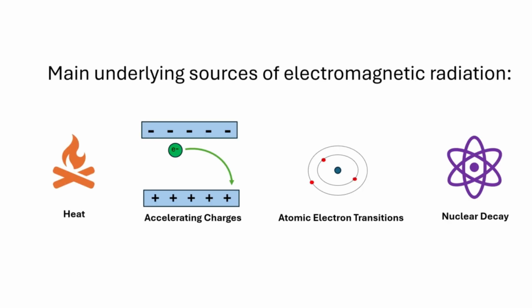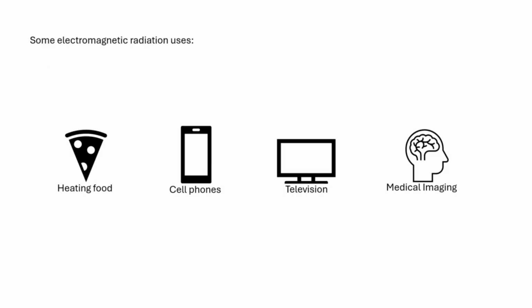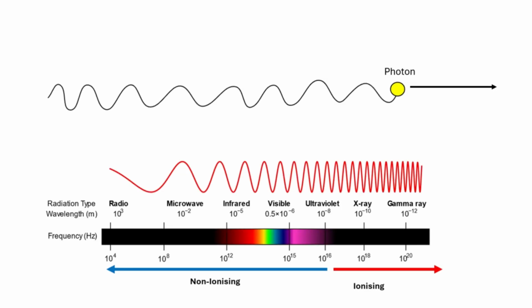However, the underlying physics behind why these sources emit the radiation is usually because of heat, accelerating or decelerating charges, electrons transitioning to different energy levels in atoms, or nuclear decay. Electromagnetic radiation has countless uses, and our everyday life depends on it in more ways than you realize, such as using a microwave to heat up food, using your cell phone, or medical imaging.